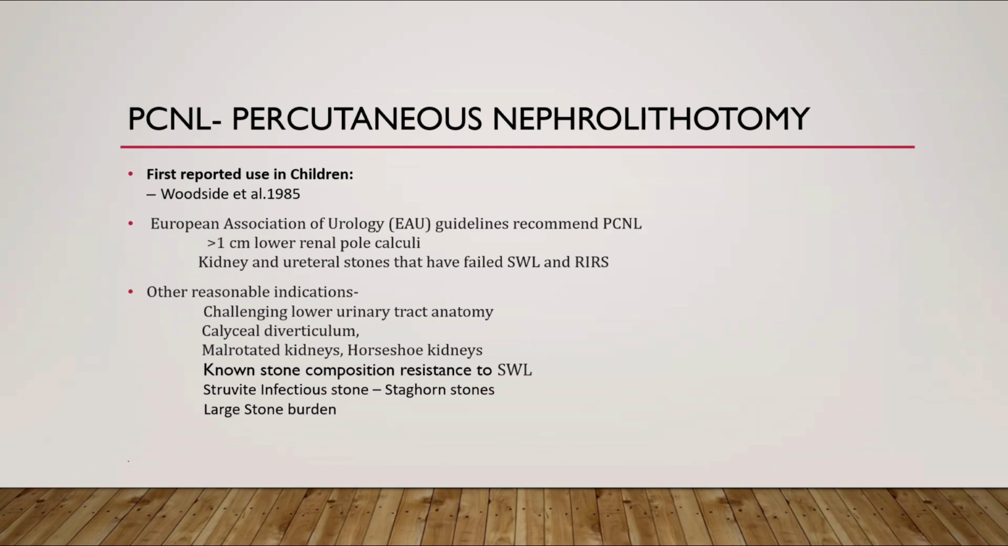Coming to the PCNL, the first use in pediatric patients was reported in 1985, almost a decade after its use in adults. This has been recommended for calculi more than 1 centimeter in size, and kidney and ureteral stones that have failed other procedures like ASWL and RIRS. Other reasonable indications include challenging lower urinary tract anatomy, calyceal diverticulum, malrotated or horseshoe kidneys, known stone composition which is resistant to ASWL like cystine stones, or when there is a large stone burden.